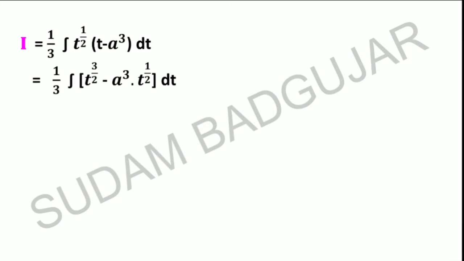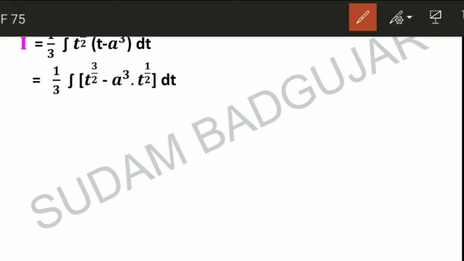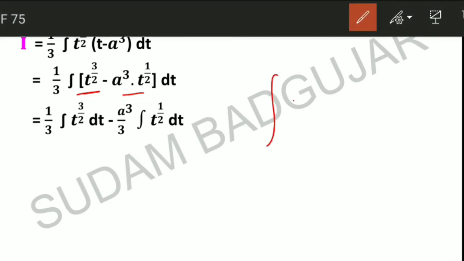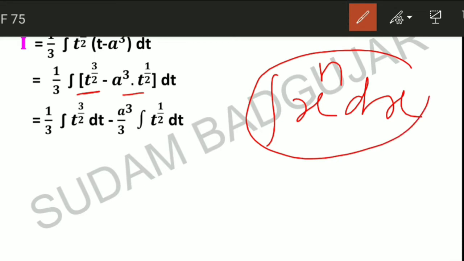Now taking separate integrations, it is in u minus v form. So by taking separate integration, 1 by 3 into integration of t raised to 3 by 2 dt minus a cube by 3, multiplying 1 by 3 with each term, that is a cube upon 3 into integration of t raised to half into dt, and it is nothing but x raised to n form. Means each and every integration converts into x raised to n form, that is the standard form, by using a suitable substitution method.